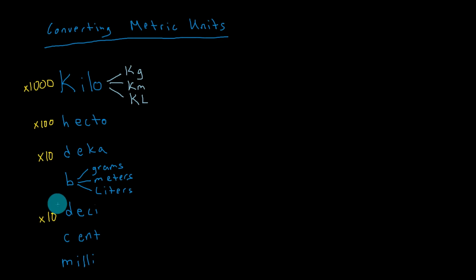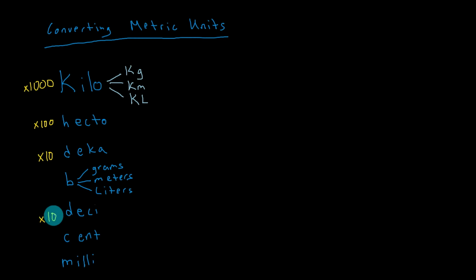All I'm stating is a fact that these are multiples of 10. Some of the units are larger than the base set of units. Some of the units are smaller than the base set of units, and they are multiples of 10. So the deci units are 10 times smaller than the base units.